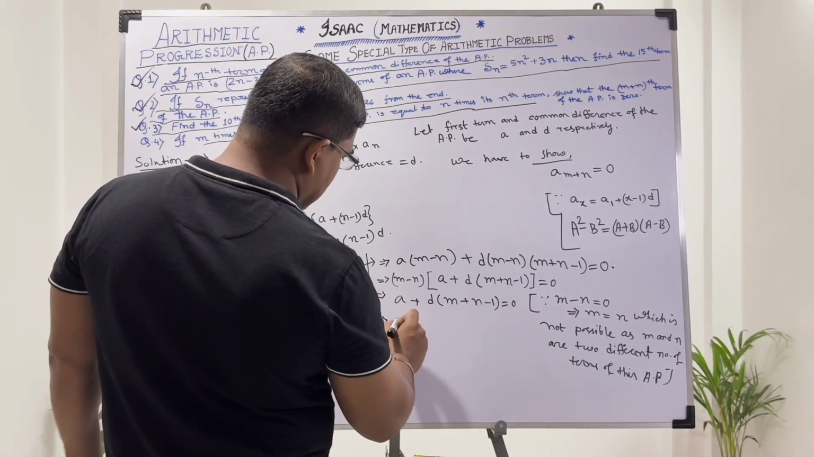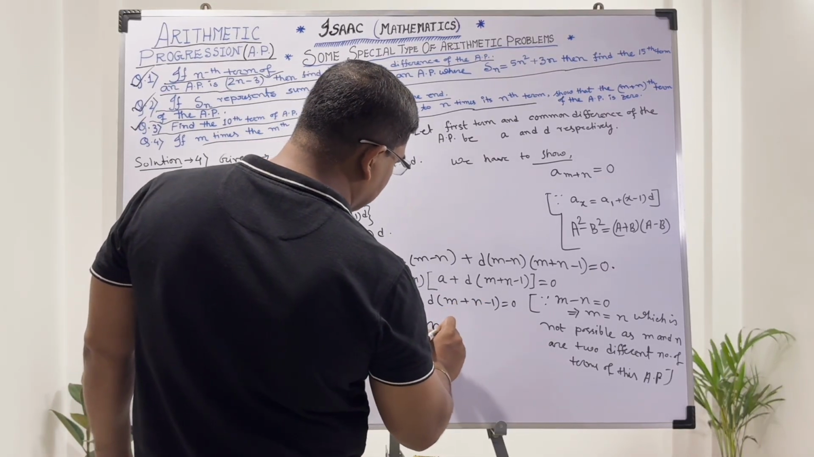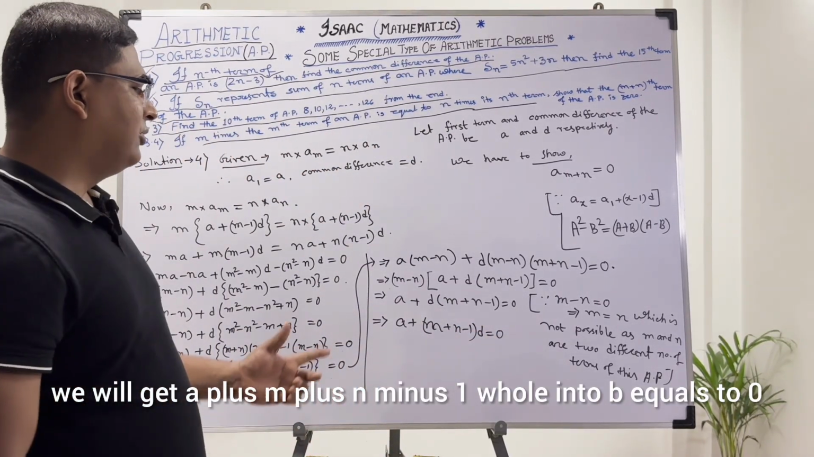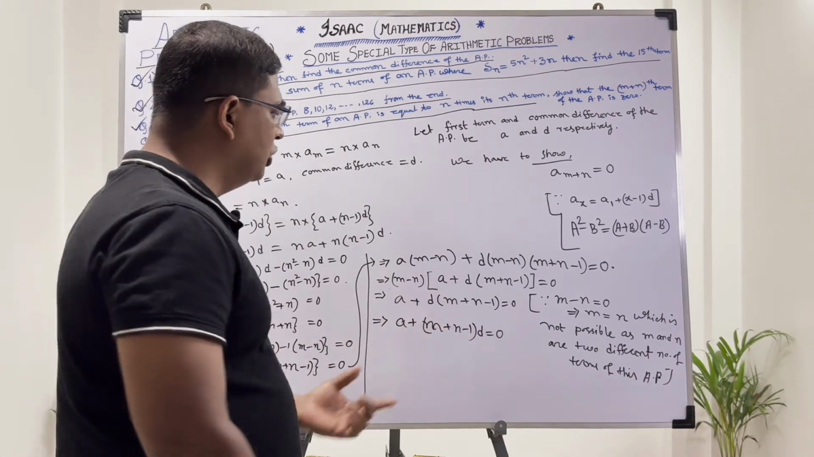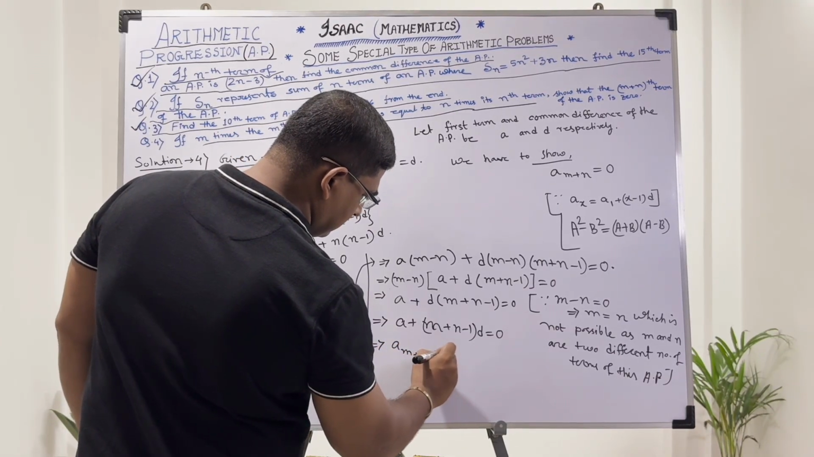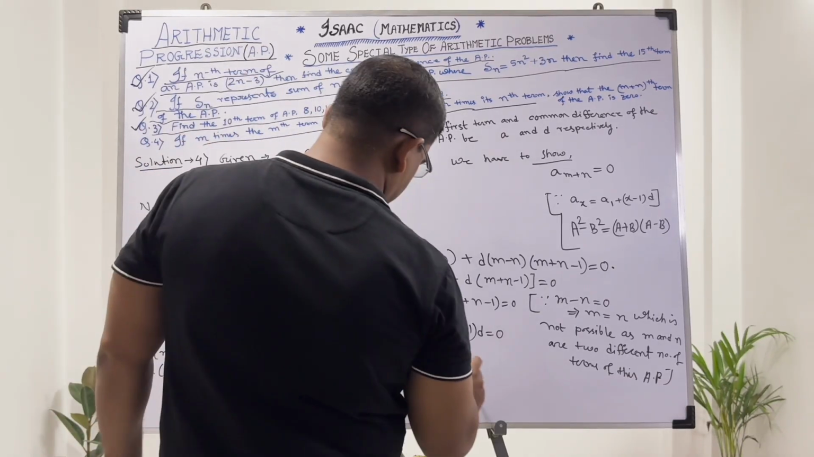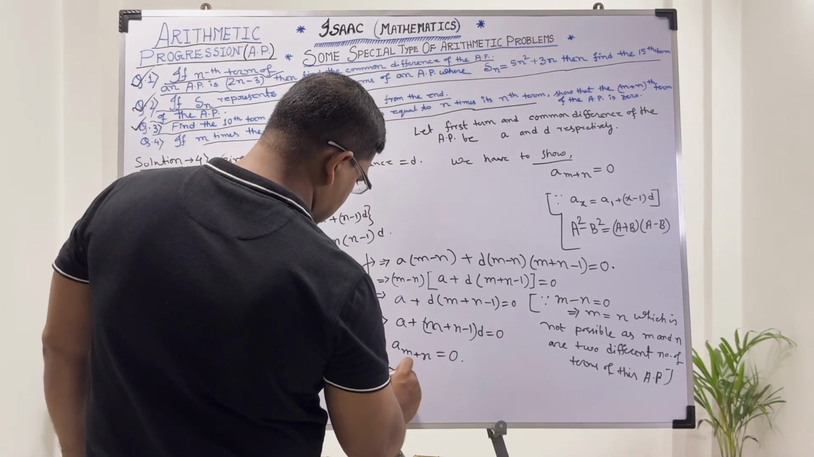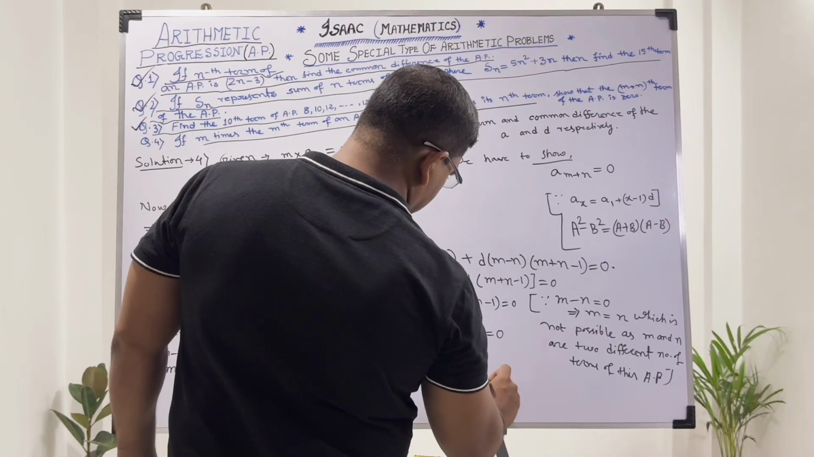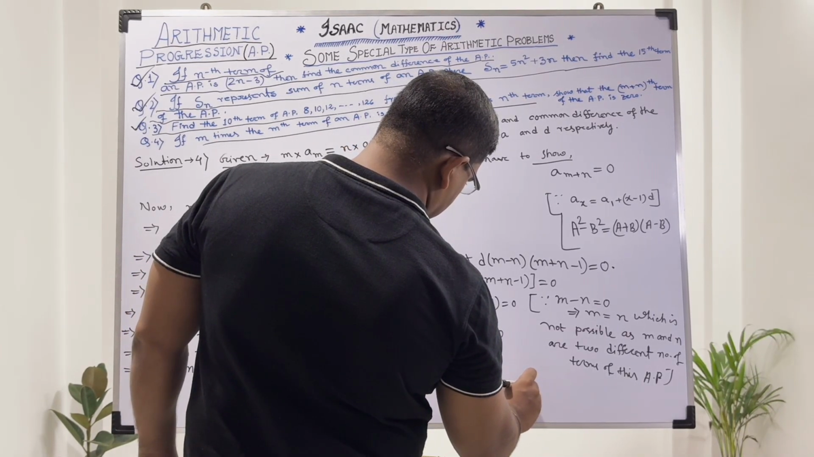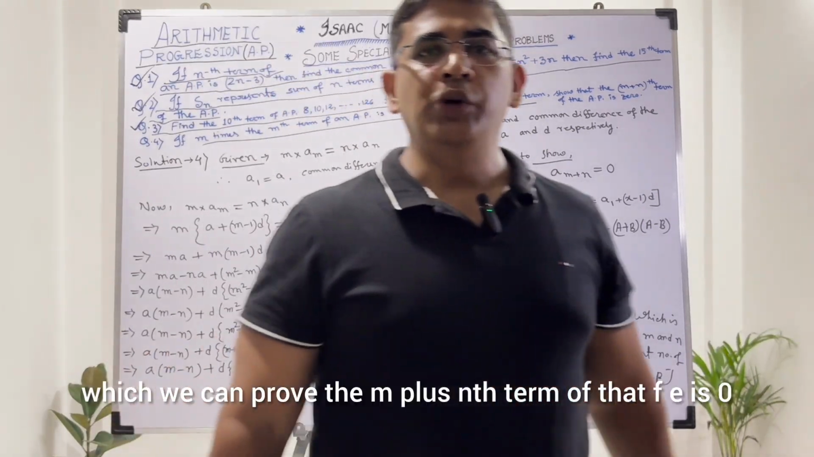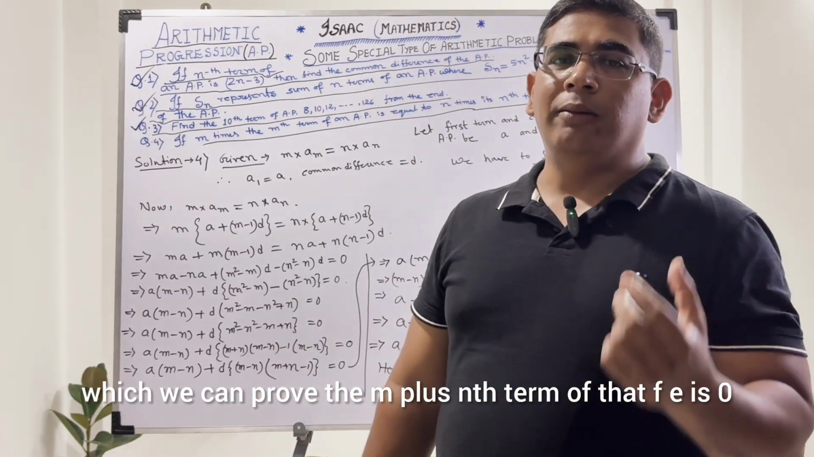This implies a plus, that means after arranging this, we will get a plus m plus n minus 1 whole into d equals 0. So this is the m plus nth term. Hence, the result is proved. Okay, so this is the way by which we can prove the m plus nth term of that AP is 0.